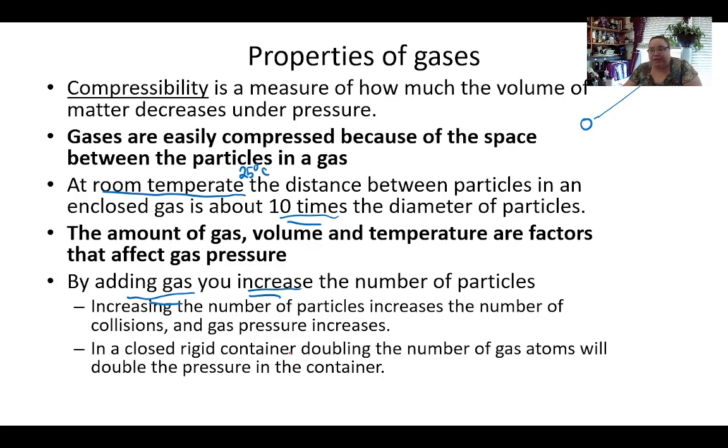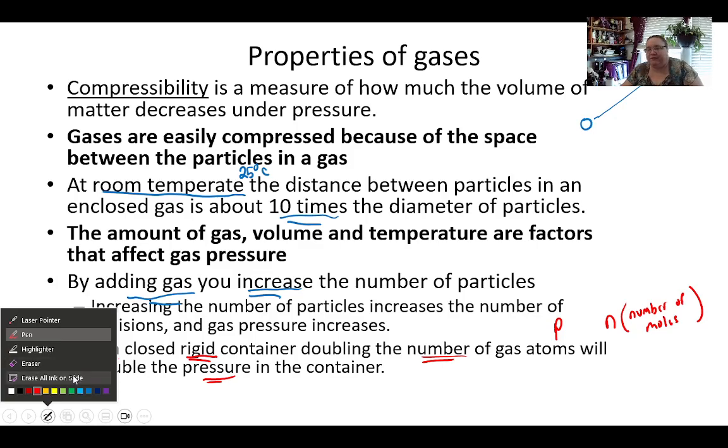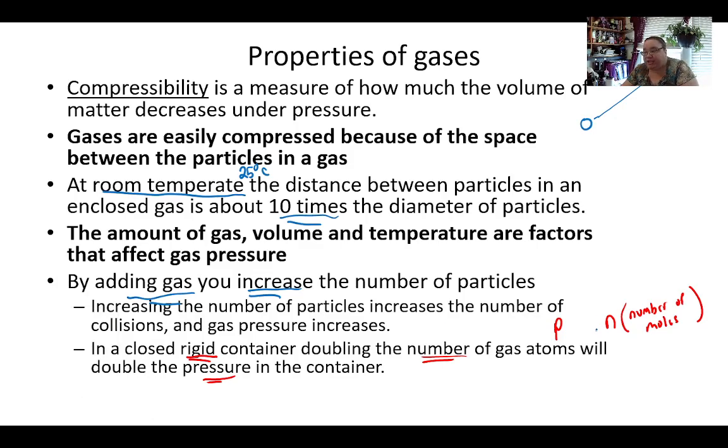Now, in a rigid container, doubling the number of atoms of the gas will double the pressure. That means there is a direct relationship between the number of moles, which is usually abbreviated with an N, and the pressure of a gas. Pressure is abbreviated with a P. So if my number of moles of the gas increases in a rigid container, that pressure will increase.